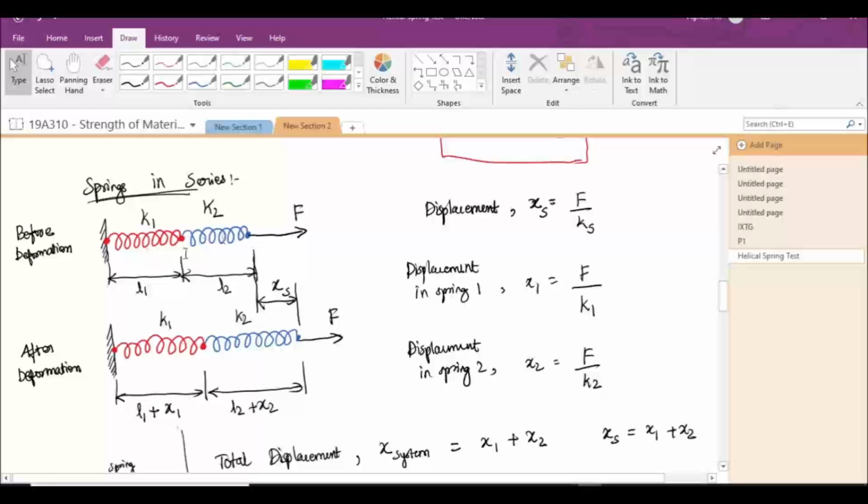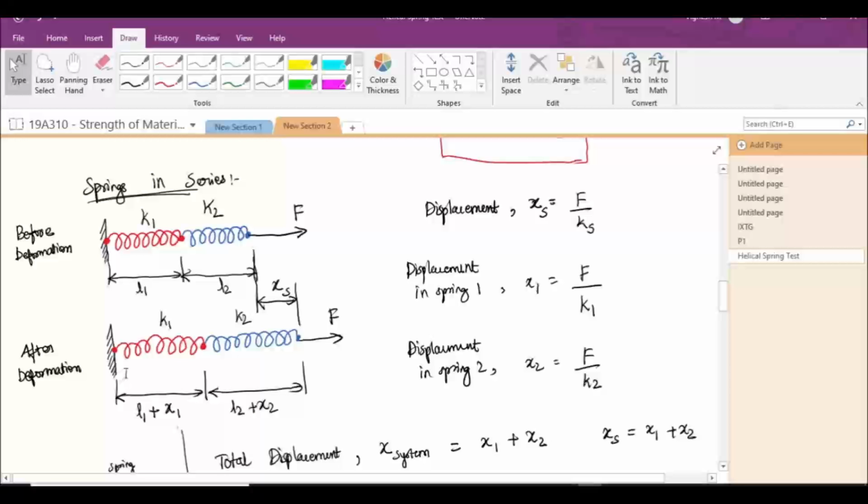Both the springs are kept in series. The length of the first spring is L1 and the length of the second spring is L2. Now as I am applying a tensile force, the length of each spring will get expanded. The increase in the first spring length is x1 and the increase in the second spring length is x2. So the length of the first spring after deformation is L1 plus x1, and the length of the second spring after deformation is L2 plus x2.